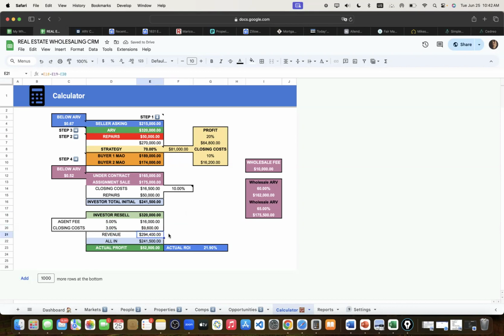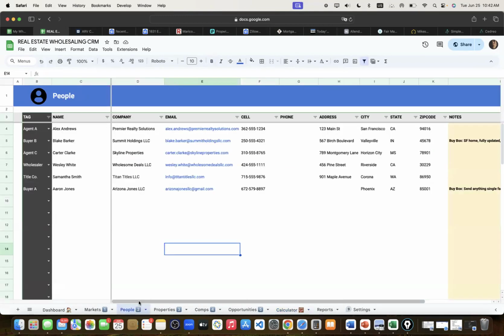Their revenue is 294, but what they spent is 241 all in with your wholesale fee included. So they make a $52,000 profit, which is an ROI of 21%. So their margin is $52,000 on this deal. If they're satisfied with that, cool. If they're not, then again, that's why you have to build relationships. Go back to step two and build multiple relationships with different buyers, because all buyers are going to be calculating their deals very differently.